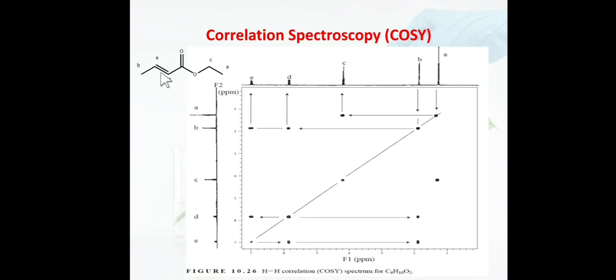Now let's go for D. The D proton is coupling with E, and it is also coupling with B. Okay, this is how COSY is helping us for the identification. How about E? The E proton is coupling with, this is the E over here. Okay, this is the E proton. E is coupling with D and B. This is how COSY spectroscopy is helping us for identification.